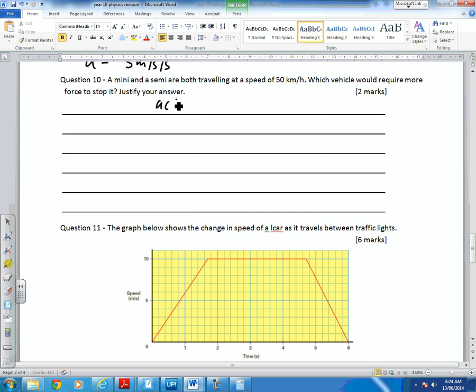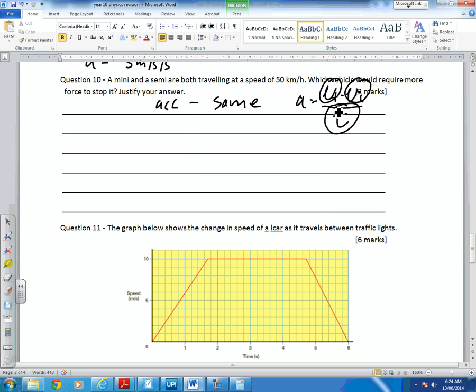So acceleration, same for both, because there's nothing that changes, because A equals VF take VI on T. They both have the same initial speed. They're both going to have the same final speed. And in this particular one, we're going to assume they both stop in the same amount of time. So the acceleration part is going to be the same for both of them.